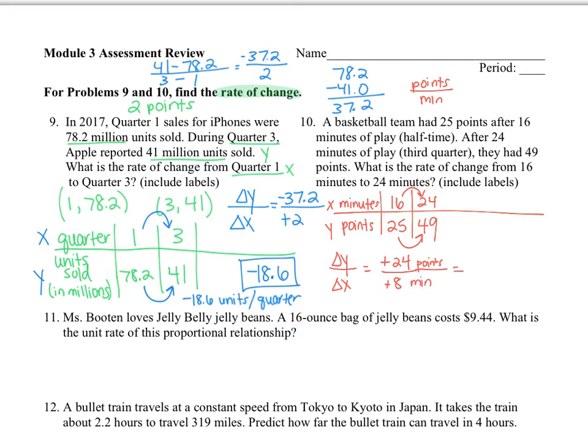So then we can divide that to find points per minute. So that would be 3 points per minute. So our rate of change is positive 3. And if we put our label in there, that means that the basketball team scored on average 3 points per minute.